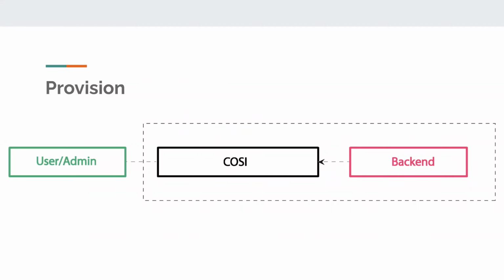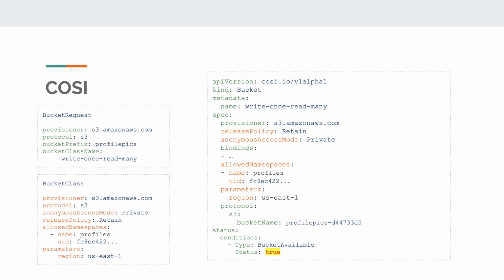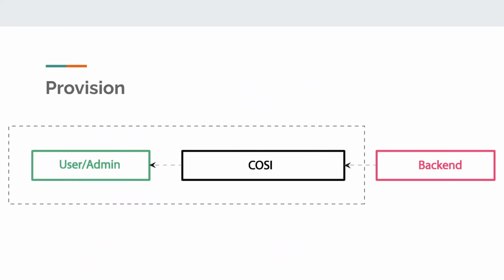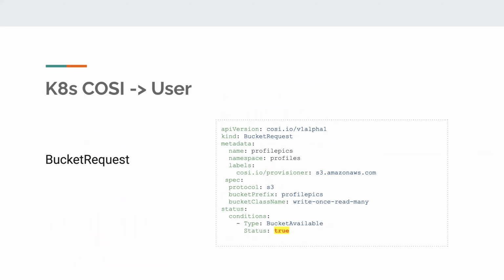So once that successful response is returned by the vendor provisioner back to the COSI system, we go ahead and set the bucket available to true on the bucket object, indicating that the bucket has been provisioned in the backend. And then what we do is percolate that back up to the user by setting bucket available to true in the bucket request object. Okay, so that single successful indication going back, that's kind of implicitly synchronous in the gRPC protocol.